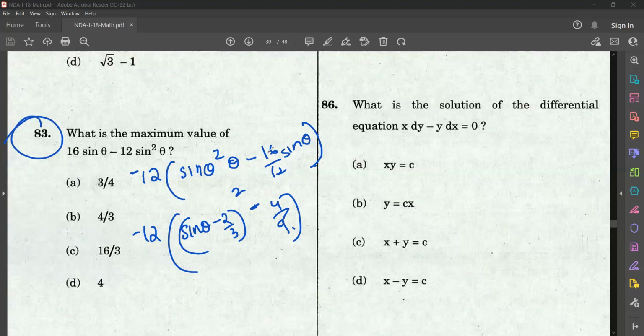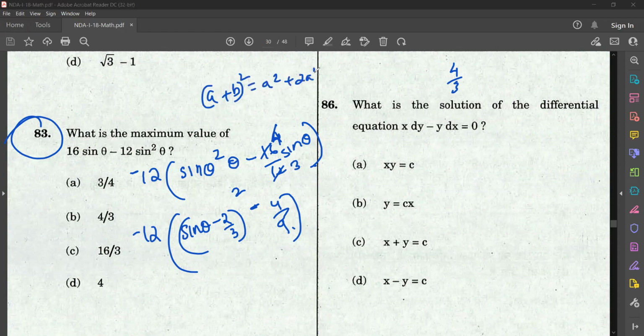So here I'm applying the completing the square method. Here I'll get a 4 by 3, 4 by 3 sin theta. See, a plus b the whole square is equal to a square plus 2ab plus b square. So here it is a minus b, because minus is there, no? So a square minus 2ab plus b square. That 2ab is this 4 by 3 sin theta.